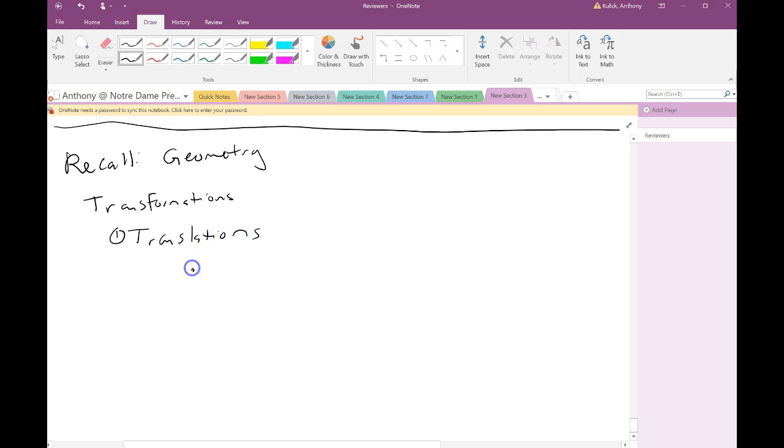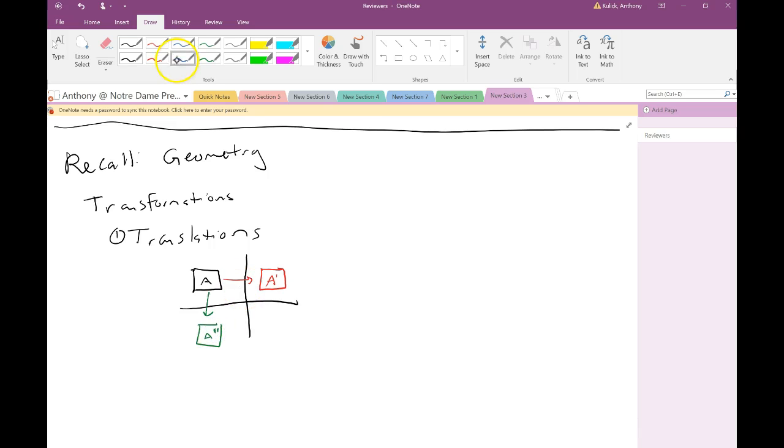So let's say we have this figure A. You could translate the figure A left and right. You could translate it up and down, or you could translate it both left and right and up and down, right? So when we talk about a translation, we're just talking about picking the thing up and moving it to a new location.